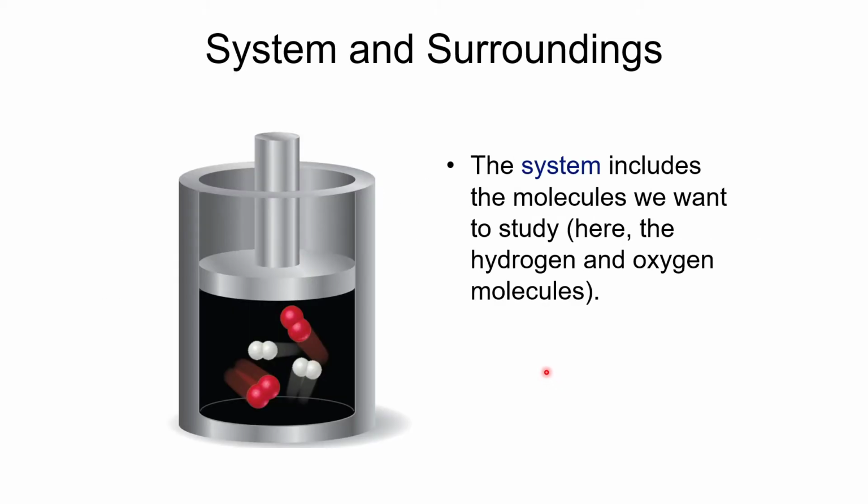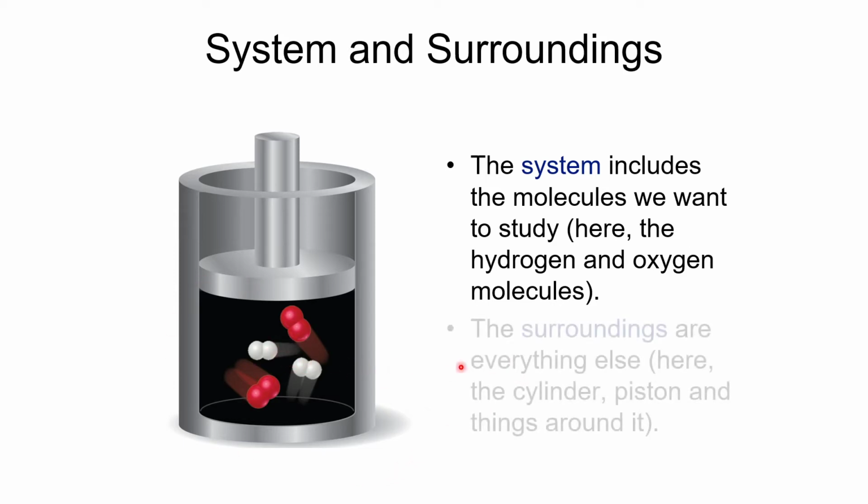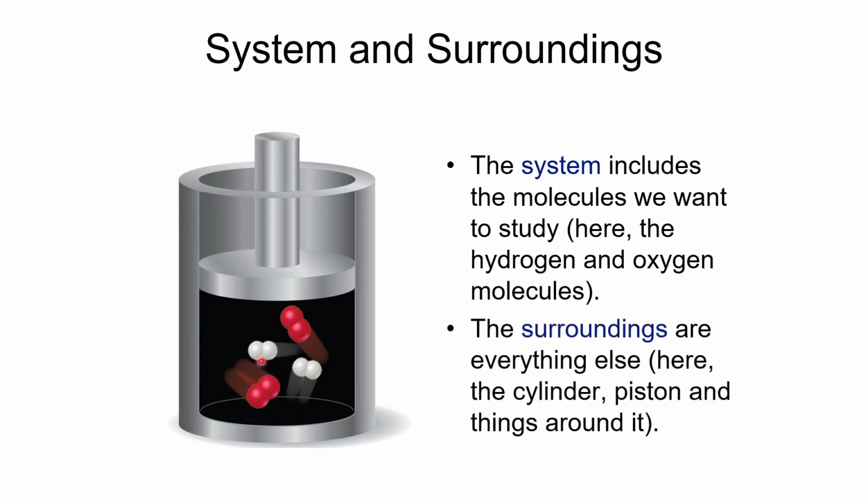So here we've got a picture of a system with some surroundings. Here the system includes some hydrogen molecules and some oxygen molecules. They are inside of a piston and a cylinder, but only the molecules count as part of the system. The surroundings are going to include the other things: the cylinder, the piston, and anything in the immediate vicinity of it that potentially could exchange heat or work with that system. And so that's how we differentiate our system and our surroundings.